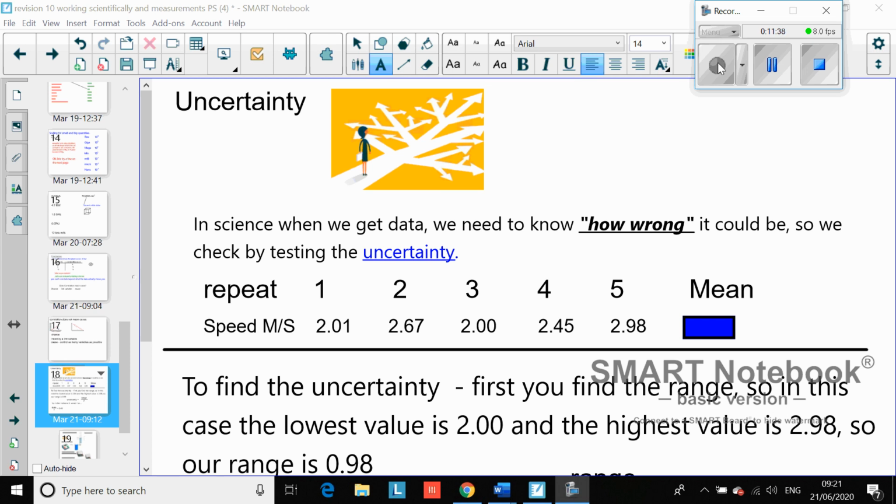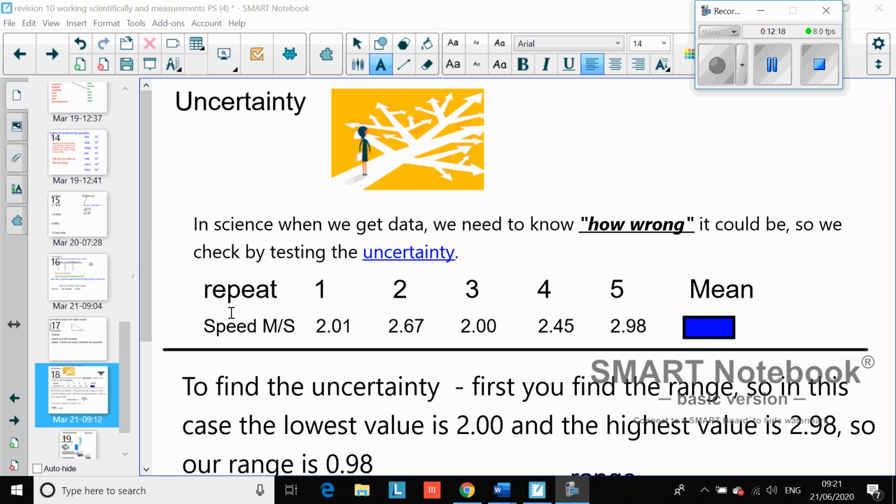Okay, welcome back. Now, in assignments, there are two worksheets I would like you to try, and what they're designed to do is test whether you can use data to make conclusions, just like you've been shown. However, before I do that, I just wanted to introduce this. Now, this talks about uncertainty, and uncertainty is the question mark over all our science experiments. This is really good because this covers biology, chemistry, and physics. So in science, when we get data, we need to know how wrong it could be. So we check this by testing the uncertainty.